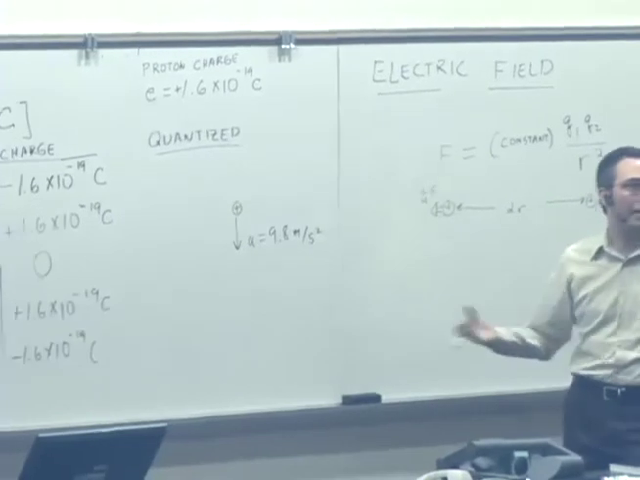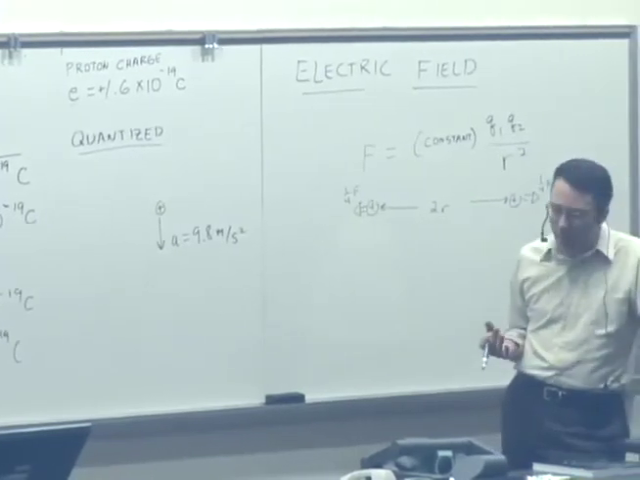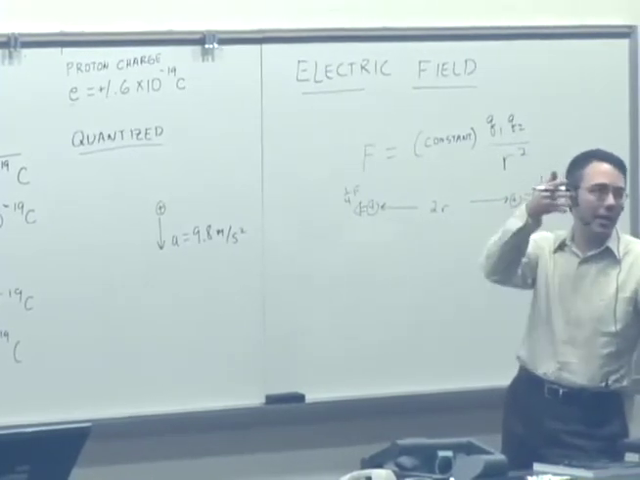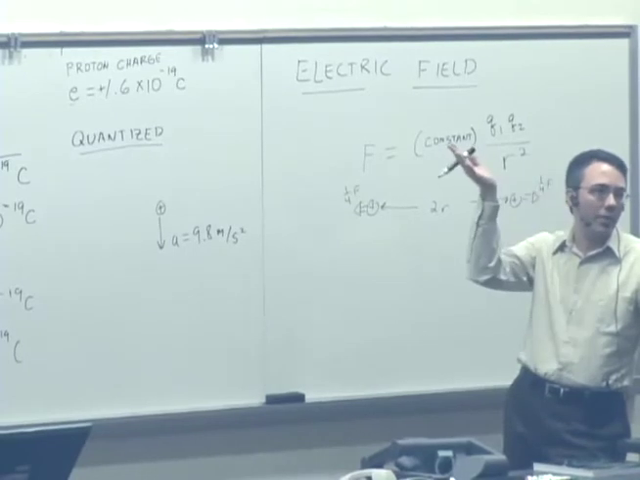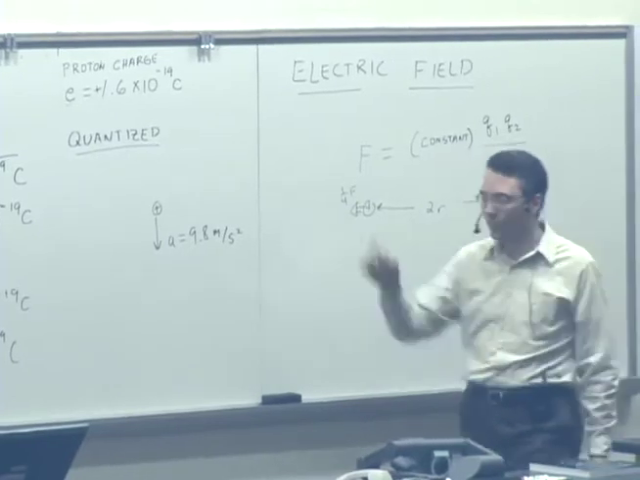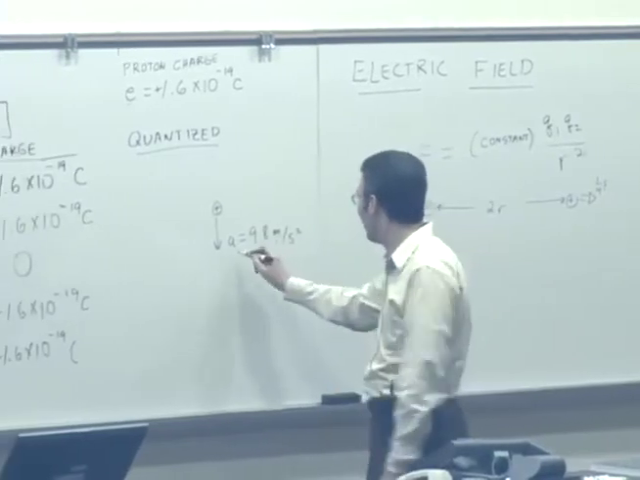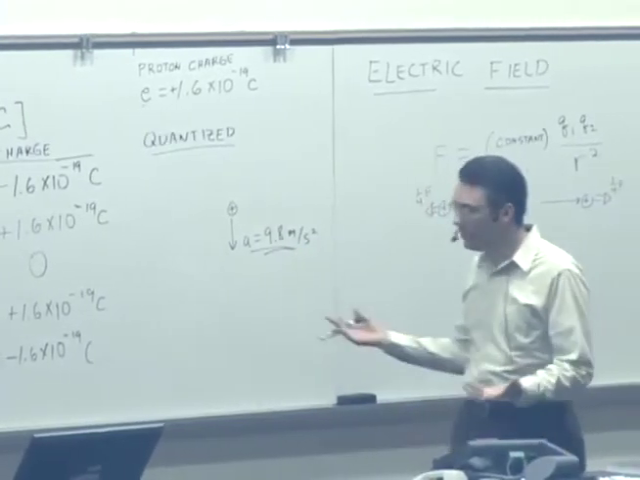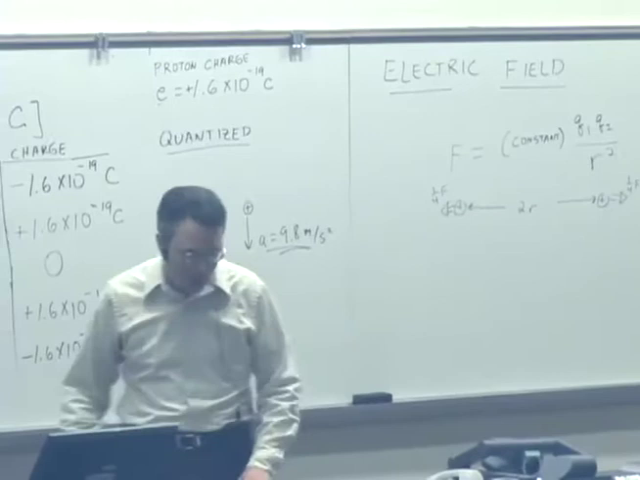What's the proton interacting with? The Earth, right? And the Earth is exerting what type of force? A gravitational force. Okay, so the proton is falling with the usual acceleration near the surface of the Earth due to the gravitational force. Okay.